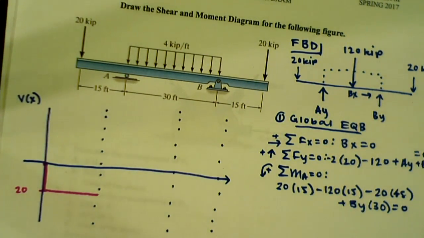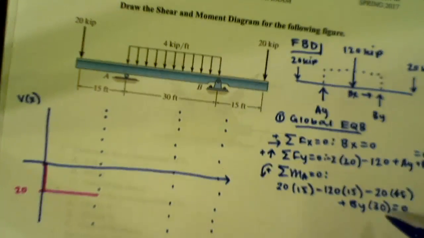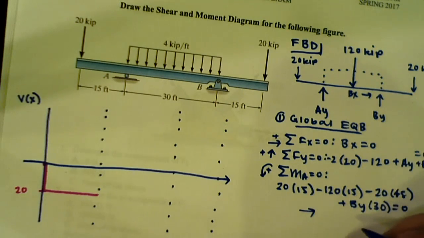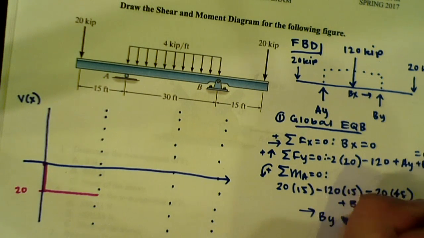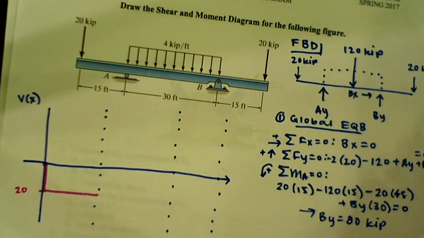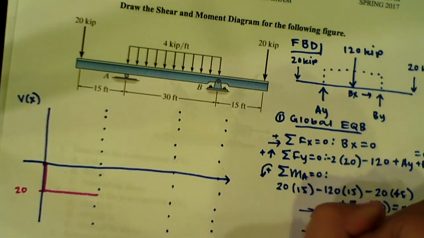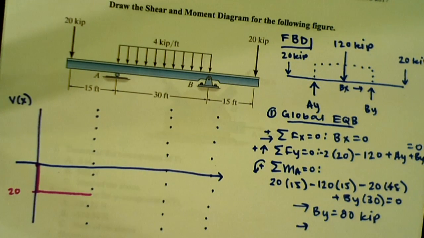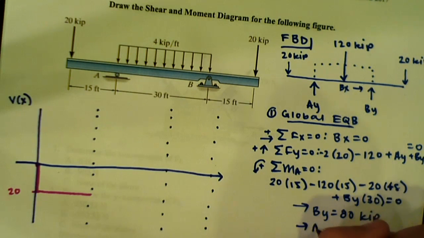Oh, we never finished solving. Okay, so we found what our BY was, and our BY was 80 kip. And plugging that back into our sum of forces in the Y, I have 80. And then plugging that back in, our AY is also 80 kip.